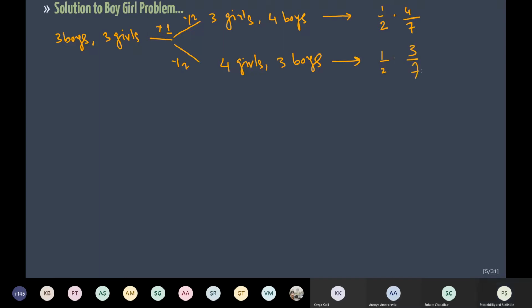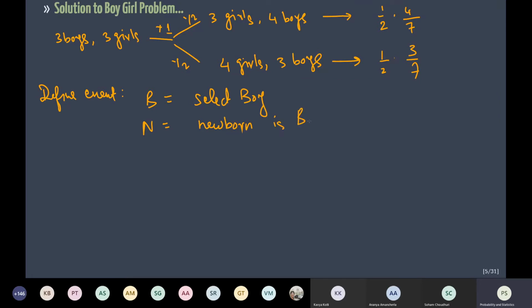Okay, so let us define an event B, which is select boy. So selecting a boy. And let us say we define the event N is that newborn is a boy. Okay, newborn is a boy.